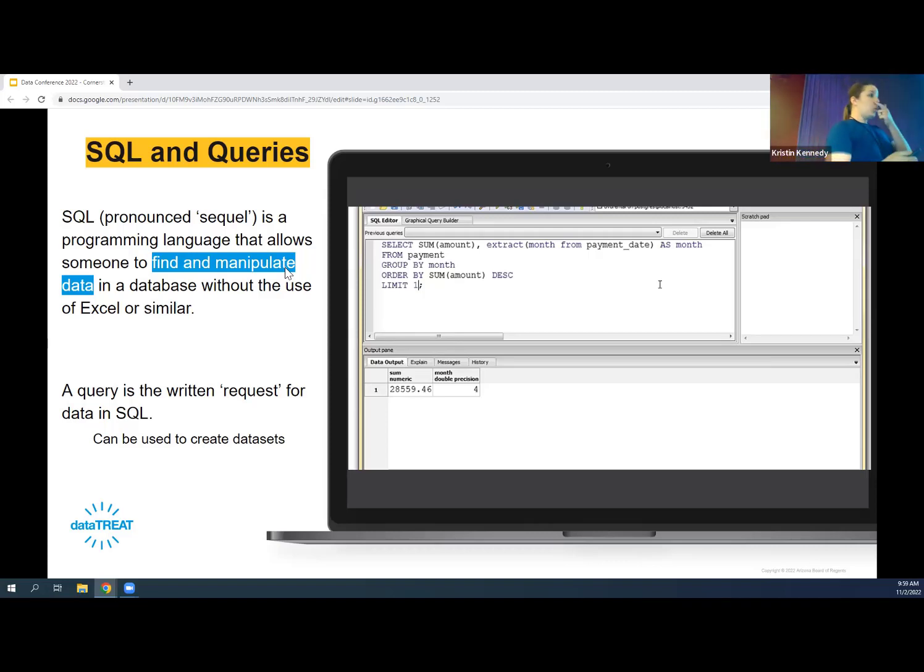That's a very short query. Some queries can be very, very long and very complicated just based on where you're pulling this data from. If you only want to look at one table, it can be relatively simple.